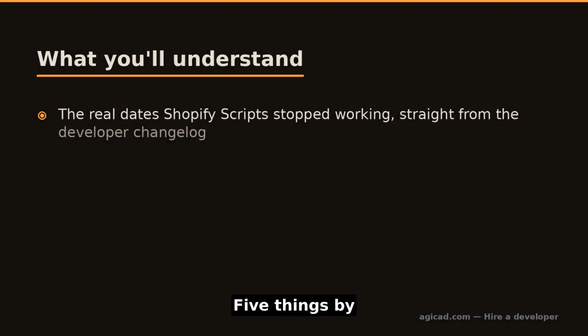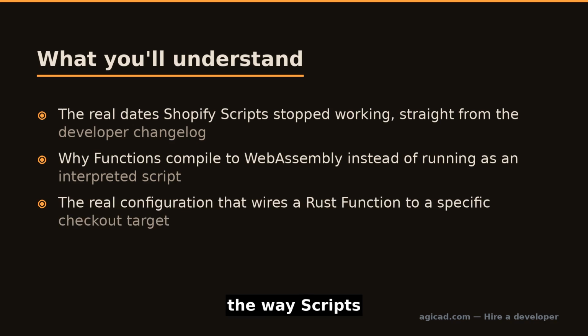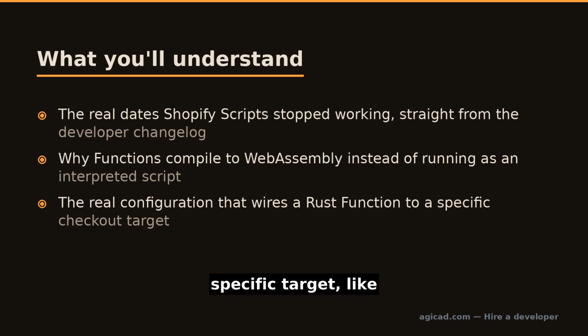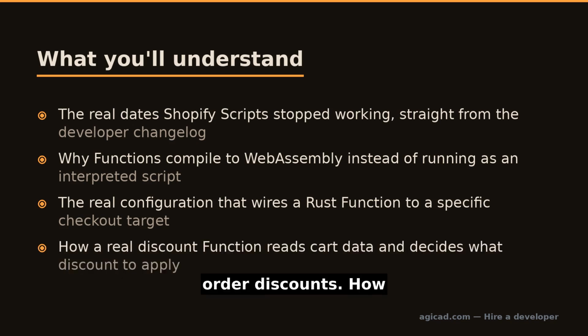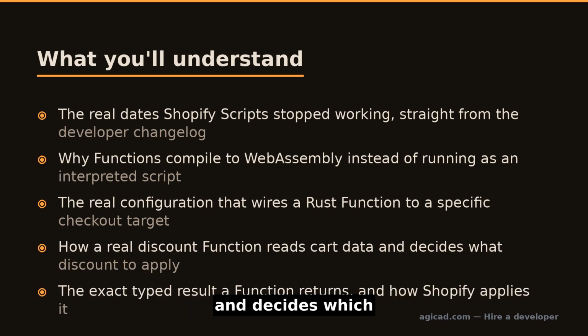Five things by the end of this part. The real date Shopify Scripts stopped working, straight from Shopify's own developer changelog. Why Functions compile all the way to WebAssembly instead of running as an interpreted script the way scripts did. The real configuration file that wires a Rust function to a specific target, like product discounts or order discounts. How a complete, real discount function reads a shopping cart and decides which discount, if any, to apply. And the exact type of result that function hands back, and what Shopify does with it once it's returned.